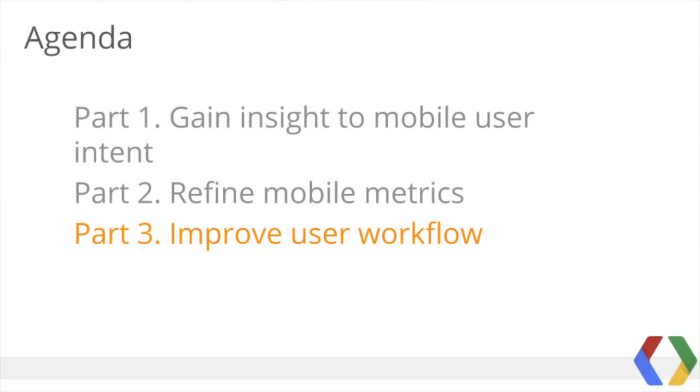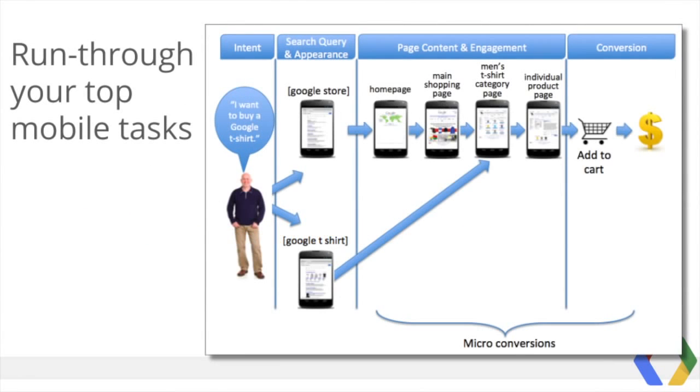The last section for optimizing mobile tasks is to use all of the information thus far to make improvements to user workflow. To start, actually run through a top mobile task for your site, using the same types of devices as your users. The task we selected for the Google Store is to buy a Google t-shirt. Judging from the data in search queries, our mobile user may take two common approaches. They may perform a navigational query for Google Store, or a transactional query for Google t-shirt.